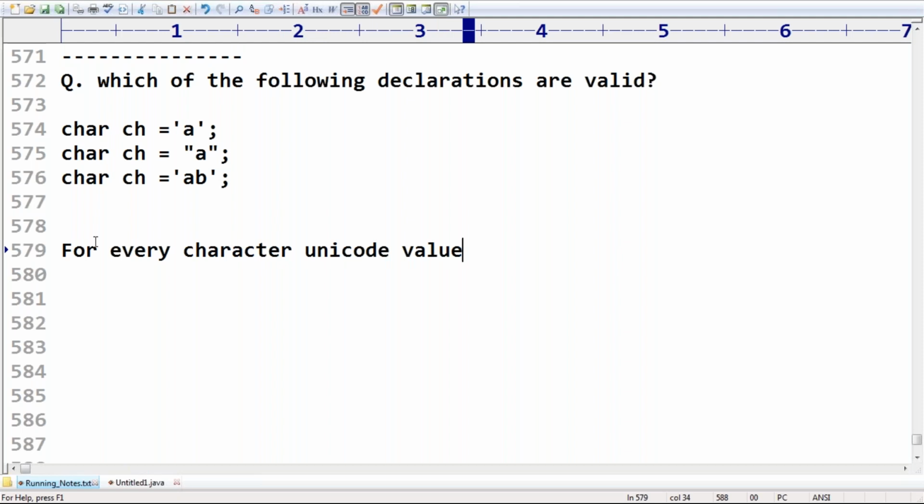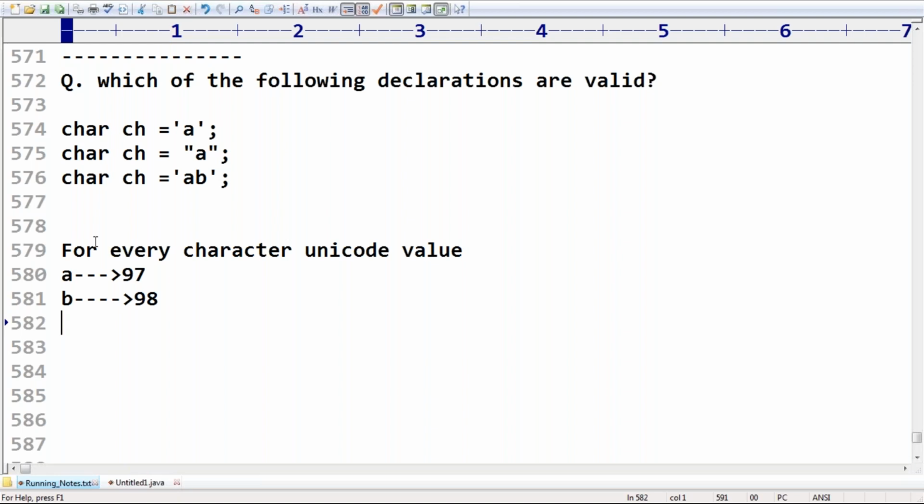Unicode value is defined, sir. So suppose for small a, what is the corresponding Unicode value? 97. Small b, what is the corresponding Unicode value? 98. Remember this one, 98.